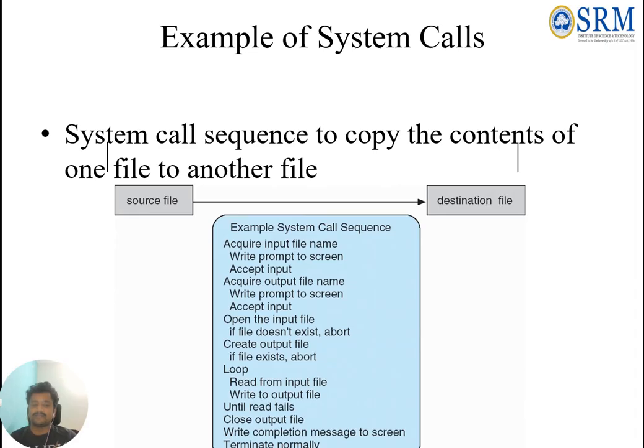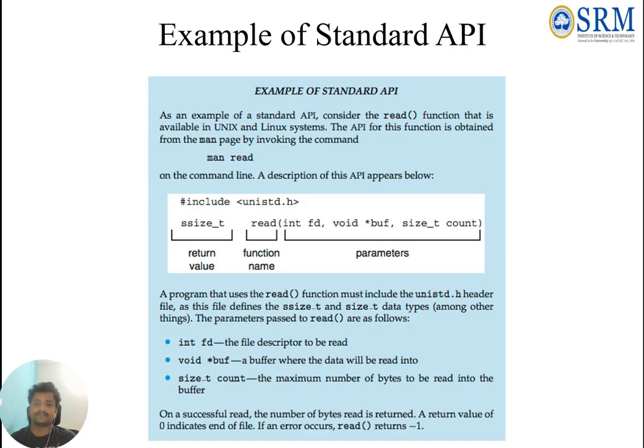The same sequence continues until the complete message or command is displayed in the interface. After displaying the complete information and message in the interface, the program gets terminated normally. This is the standard interface where you will be having a standard header, which is unistd.h.